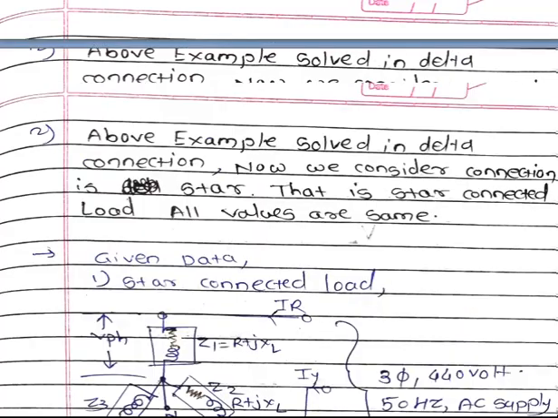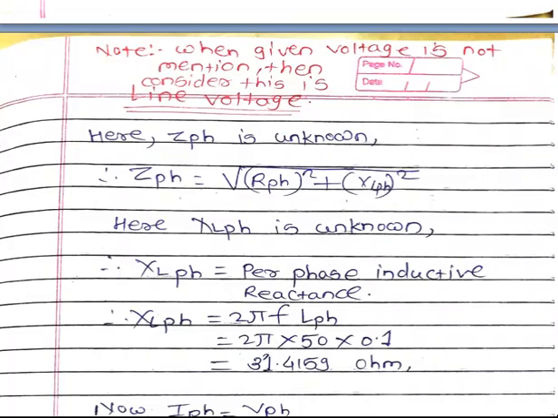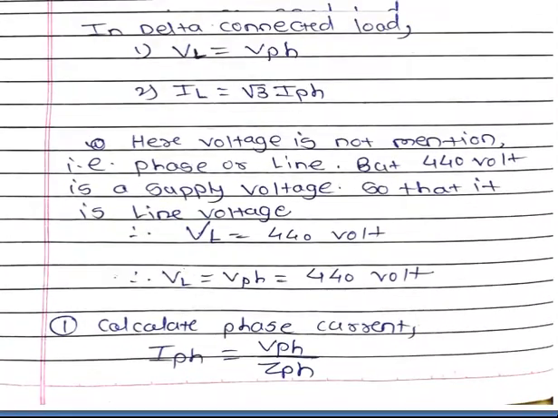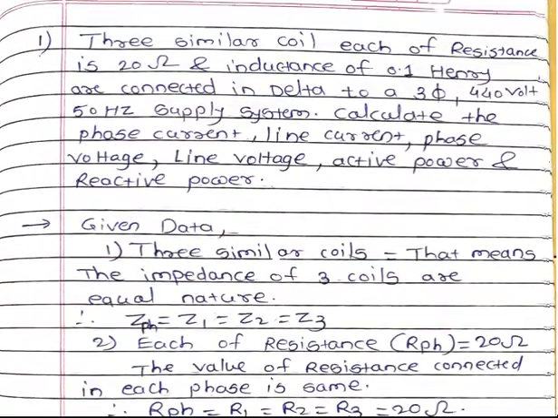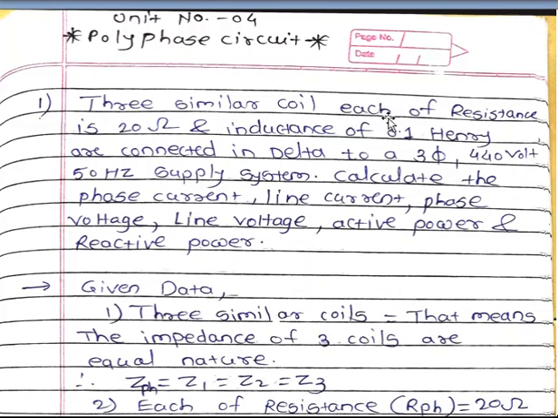Okay. First we will see the first example, which was in delta connection. Three similar coils, each of resistance 20 ohm and inductance of 0.1 Henry, that is, each phase contains a coil with resistance 20 ohm and inductance 0.1 Henry, were connected in delta. But now we solve the example with a star connected load on a 3-phase 440 volt 50 Hz supply system.